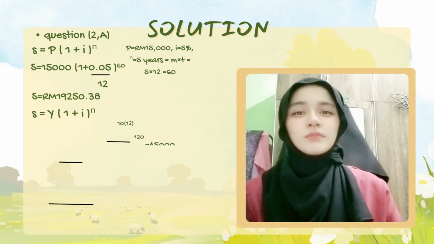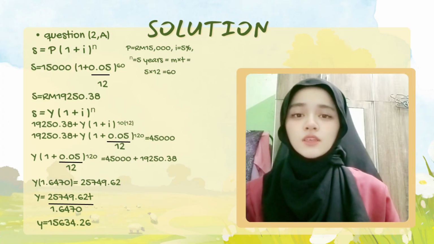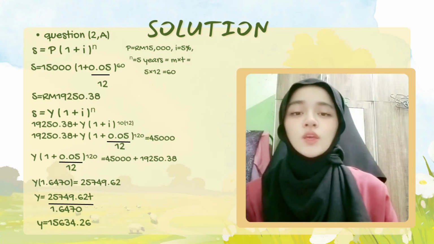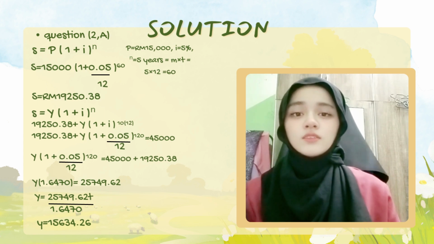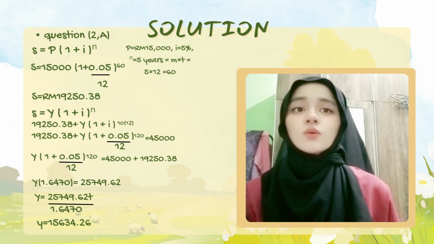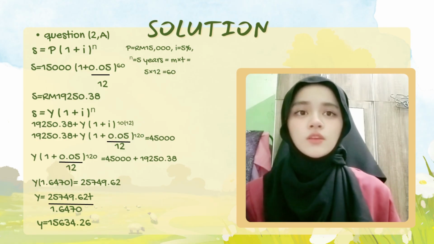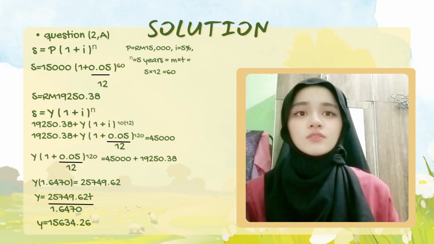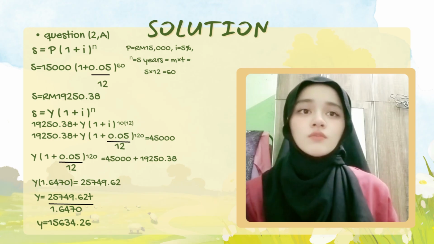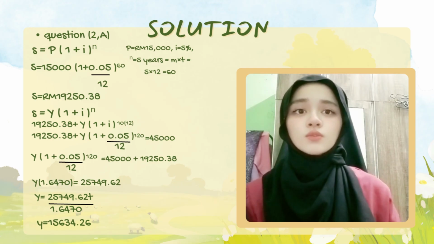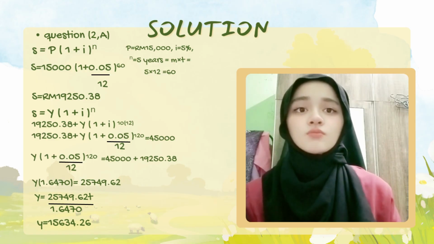Hello everyone, my name is Nadia and I'll be answering Part A, question 2, A and B. Okay, let's start with the first one. Five years ago, Ahmad deposited RM15,000 into an account that earns 5% interest compounded monthly. Today, he plans to add RM Y to the account. Find the value of Y if he wants to have RM45,000 in the account 10 years from today.